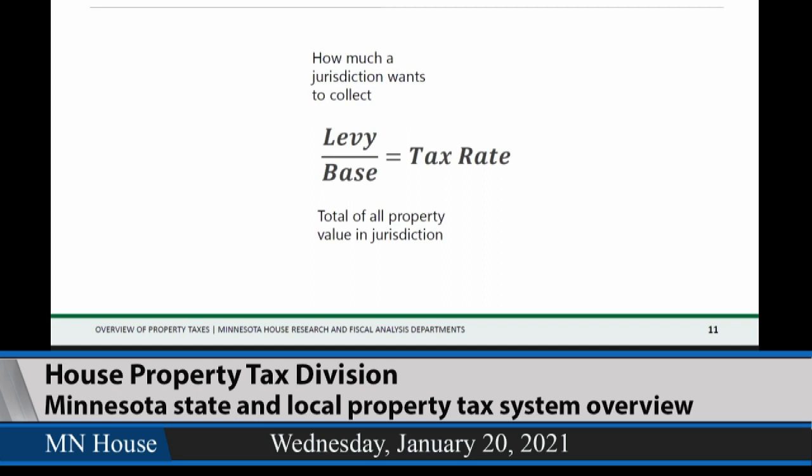by the value of all of the property within the county. What's unique about Minnesota's property tax system is that there are actually 2 different types of tax bases that taxes can be levied on. Meaning some jurisdictions actually do this process twice and apply 2 different rates to some of the properties within their jurisdiction. We're going to talk about both of those tax rates on the next 2 slides.